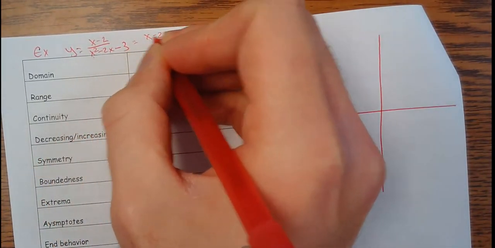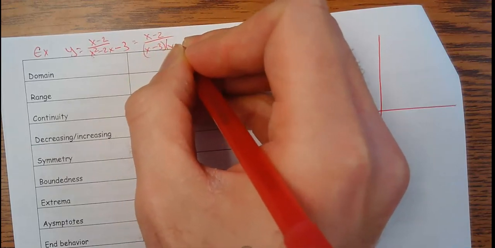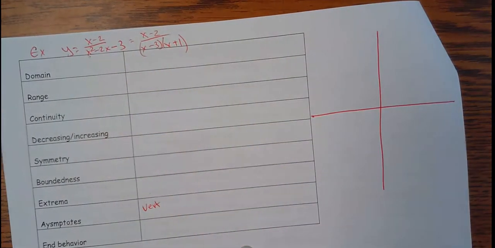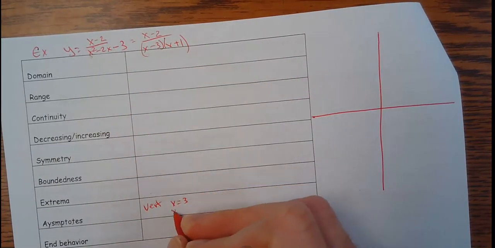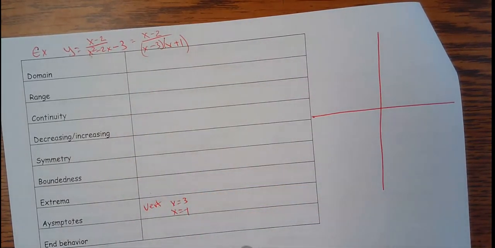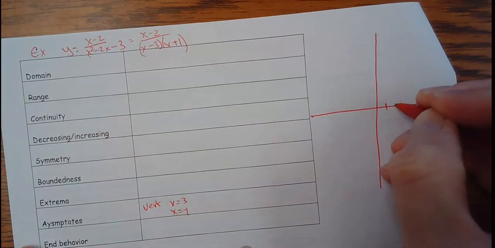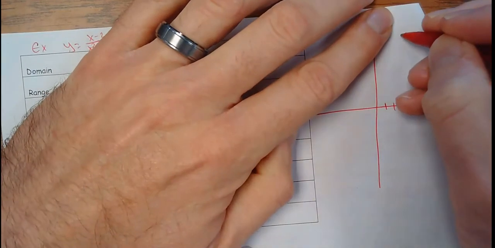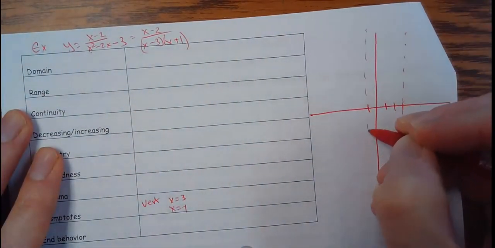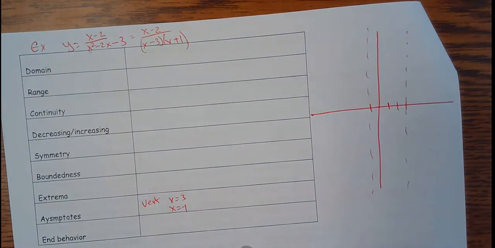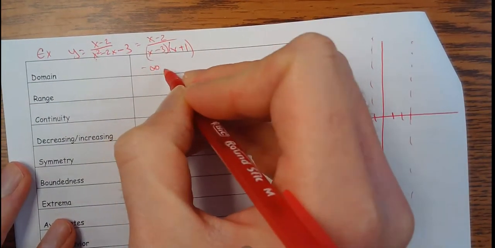So I'm going to rewrite this on bottom as x minus 3 times x plus 1, because that's the factored form. So it looks like there's going to be a vertical asymptote at x equals 3 and at x equals negative 1. Okay, so there's my vertical. So at 3, there's a vertical asymptote, and then at negative 1, a vertical asymptote.